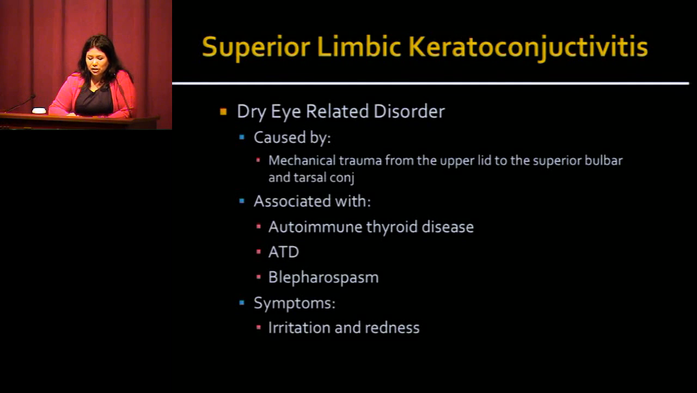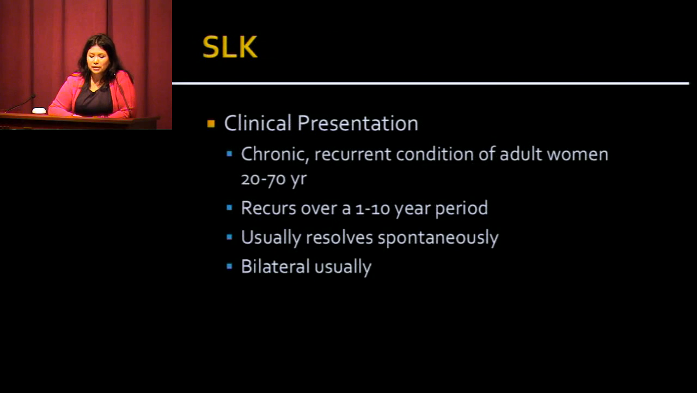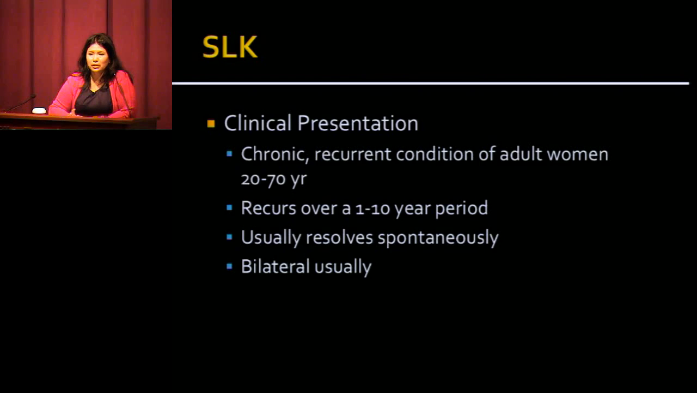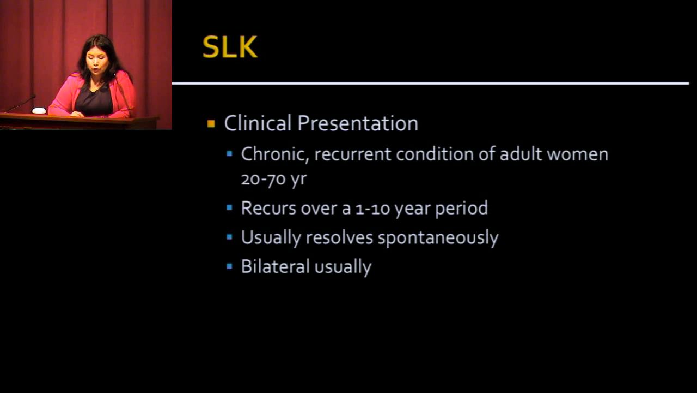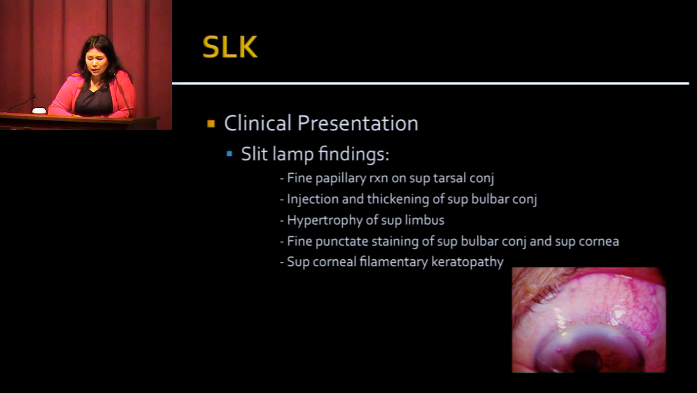Symptoms are usually irritation and redness. Clinical presentation is usually that it's a chronic, recurring condition. It's usually adult women in the ages anywhere between 20 and 70 years old, usually in their 40s and 50s. It recurs over a 1 to 10 year period and usually can resolve spontaneously, but they're pretty uncomfortable and bilateral usually.